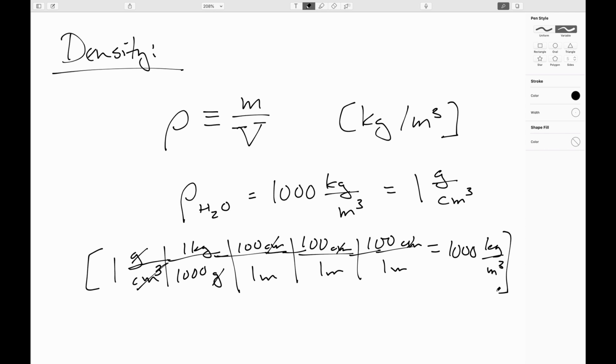So if you've encountered densities in, say, chemistry or some other context where grams per cubic centimeter are used, the real fast way to convert to kilograms per cubic meter is just to multiply everything by 1,000.